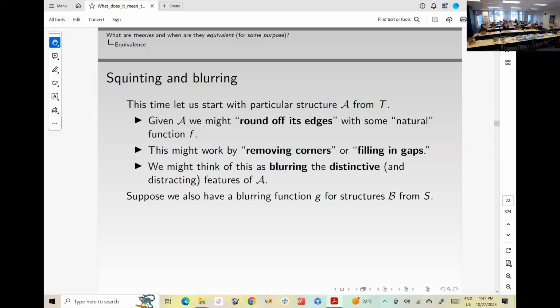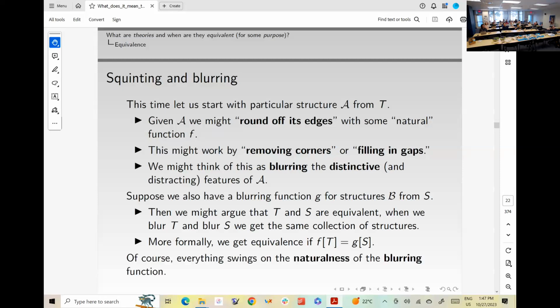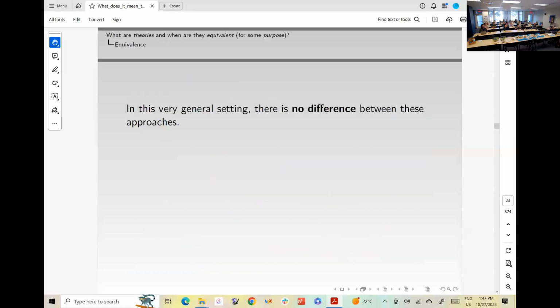If we also have a similar function G for structures B from S, then we might argue that T and S are equivalent when we can blur T and blur S and get the same collections of structures. Or more formally, the pointwise image of T via F is equal to the pointwise image of S via G. Okay, so these are two different ways we might think about how to do this. Again, of course, everything swings here on the naturalness of what this blurring function is. So is it doing the right kind of thing?